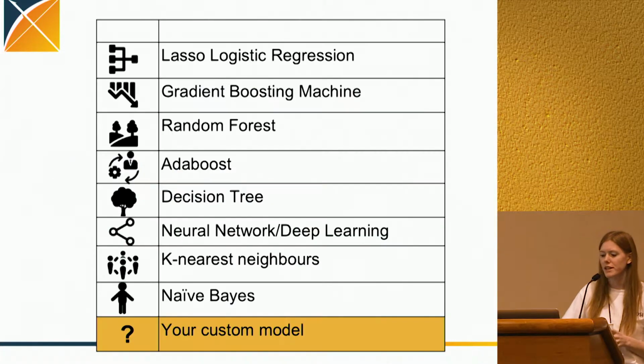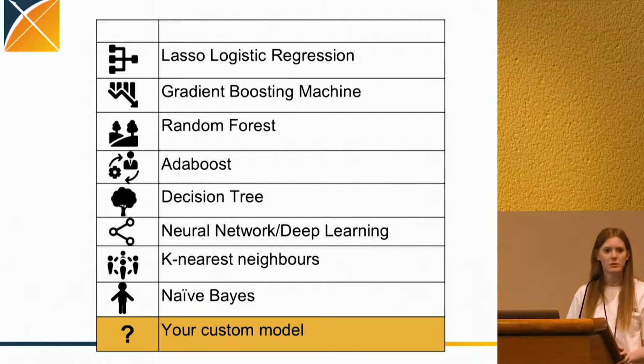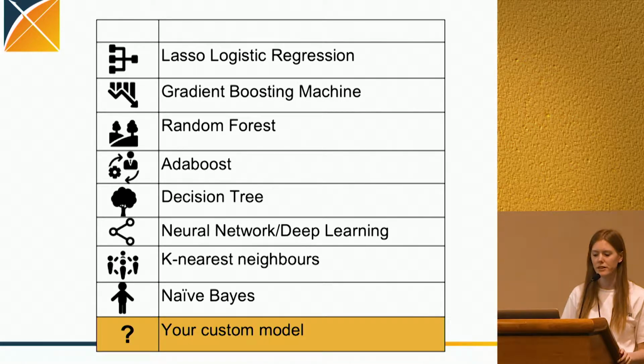So what models are currently in the package? We have lasso logistic regression, gradient boosting, random forest, AdaBoost. So we have lots of different boosting and bagging. We have the decision tree if you want to go just to the individual tree rather than do any of the boosting or bagging with the trees. We don't have non-tree boosting, but that is actually something that people could add if they wanted that.